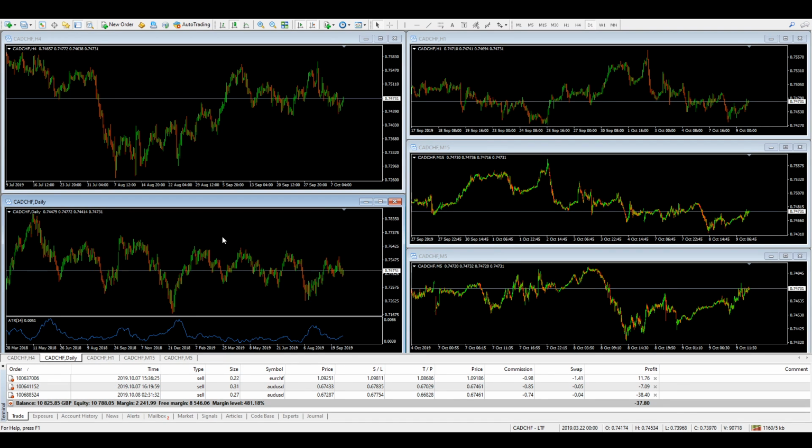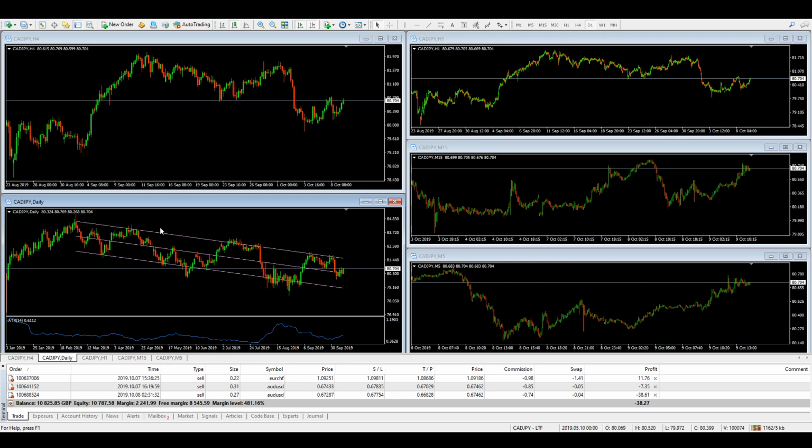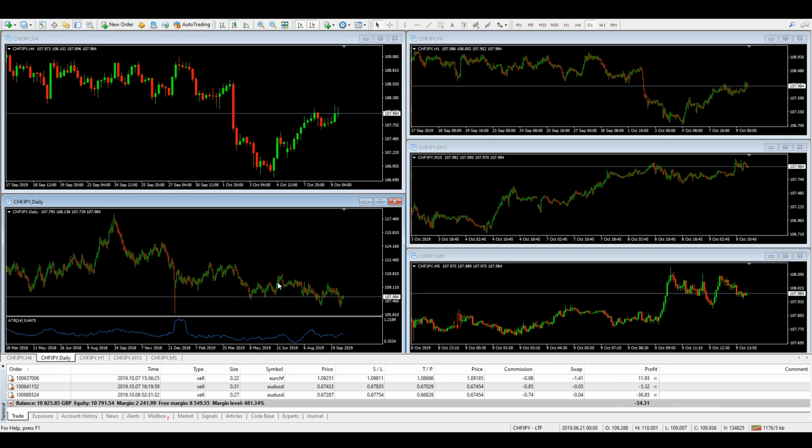CAD CHF, no, that's very choppy price action. CAD JPY, no, bearish overall, but still needs to find value, pull back a bit more to the upper edge of our standard deviation, maybe encounter some resistance and then move lower, but not right now. It's not great for trading. No, don't really like this price action.